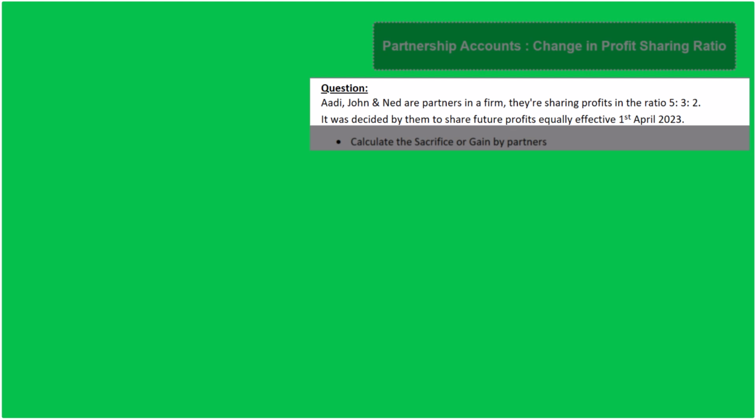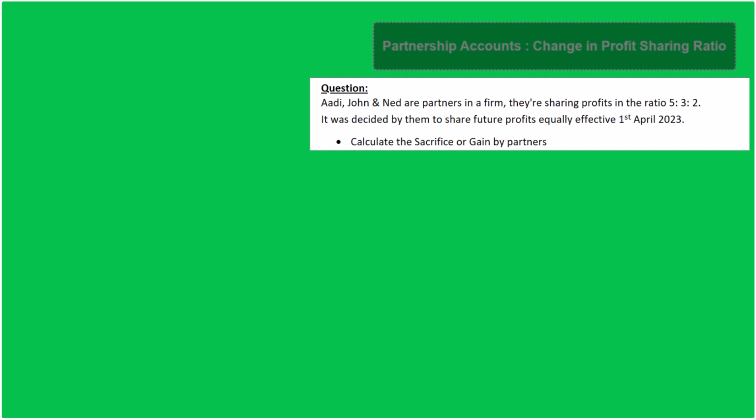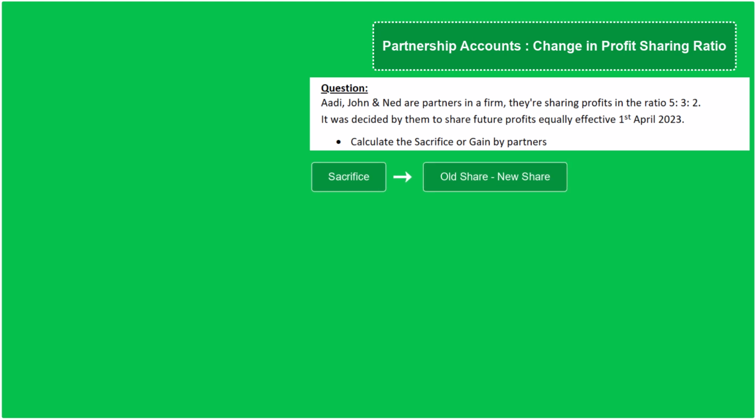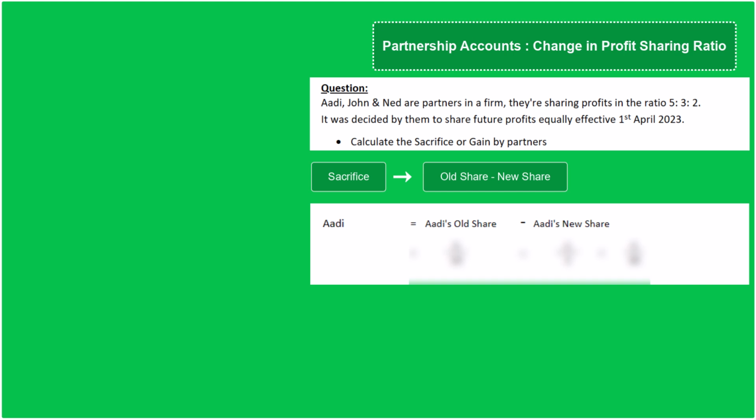So what do we have to do? The first thing is to calculate the sacrifice or gain by the partners. As we know, the formula for finding out sacrificing ratio is old share minus the new share. So let's start with Adi, who's the first partner. Adi's old share, as given in the question clearly, is 5/10, and Adi's new share is 1/3. So let's deduct these two. Adi's old share 5/10 minus Adi's new share 1/3. That gives us an answer of 5/30.